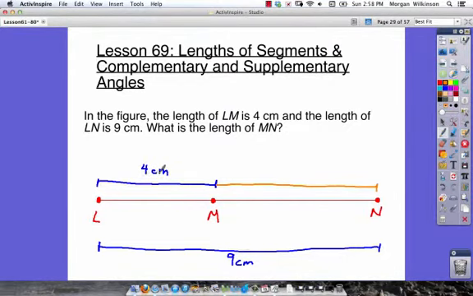We've already got 4 centimeters of it covered from L to M. So this missing part must be 4 plus this missing part to give us 9. What's that missing part? Hopefully you said 5 centimeters. And the reason is because 4 plus 5 is equal to 9. We've just found the missing piece of our line segment to help us solve this question. Let's look at some more examples.